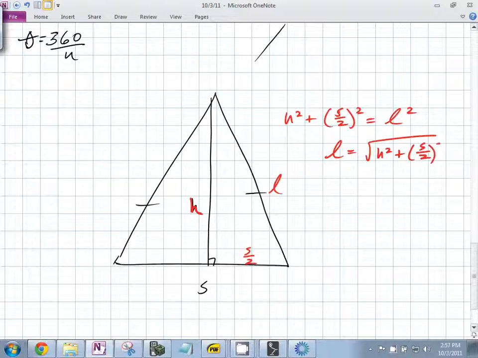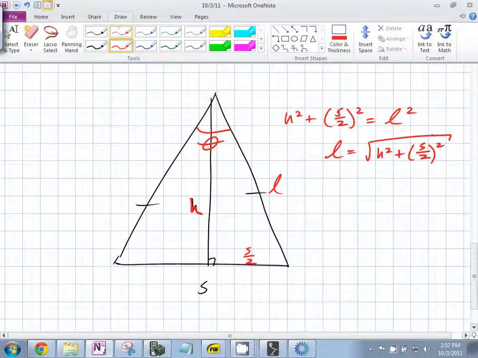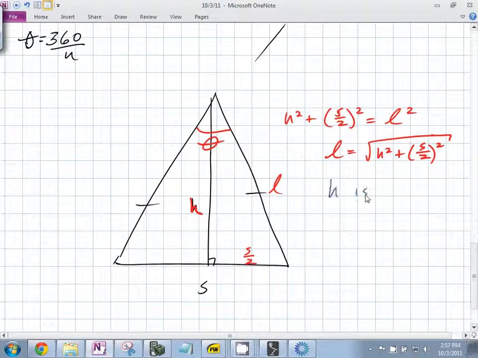So what's the problem here? We have the theta value, and that's great, but we still have what? What's the problem? h is a problem. What do we want h in terms of? We want h in terms of s and what?